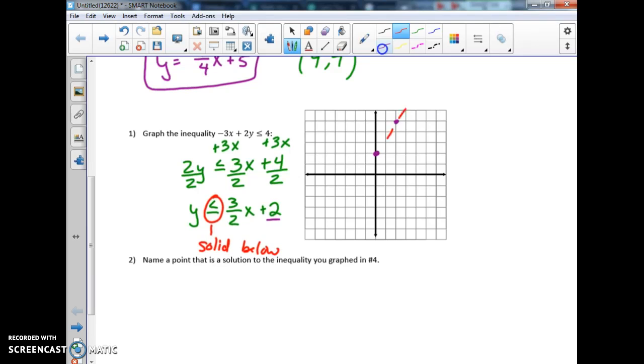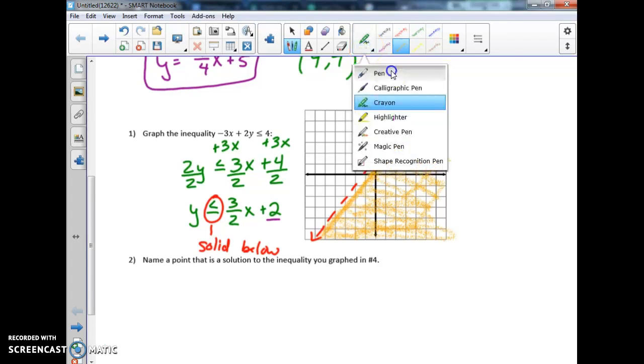So I got my line, and I want to shade below it, so I will be shading down here. Okay, and remember what that means is anything in that shaded region is a solution. If it's a dashed line, it doesn't work if it's on the line. So the second part of this says name a point that is a solution to the inequality. You can name any point as long as it falls in that shaded region.